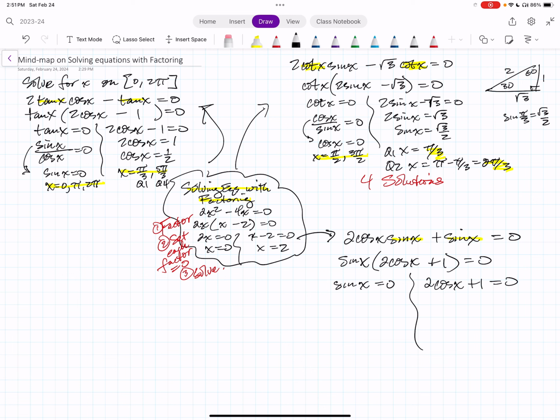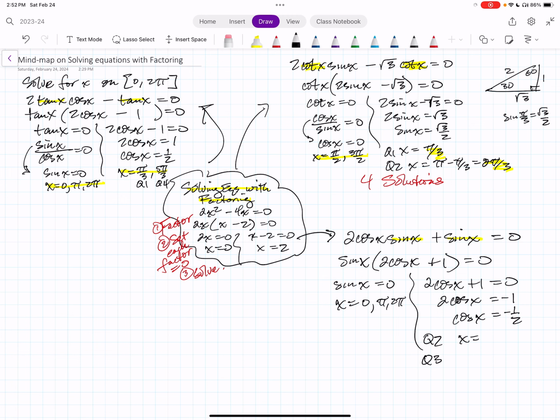Over here on the left, sine is equal to 0, as you guys know, at 0, pi, and 2 pi. That's pretty straightforward. Then over here, you isolate your cosine function. So you want to subtract 1 first. So 2 cosine x equals -1. Divide by 2, and you get -1/2. Well, cosine's negative in quadrants 2 and 3.